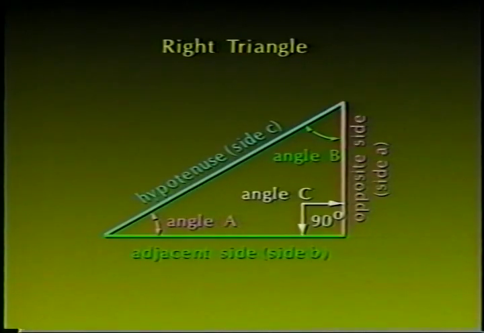As shown in this graphic, the longest side of any right triangle is called the hypotenuse, and lying opposite angle C is also called side C. The side opposite angle A, side A, is called the opposite side, and the remaining side, which is opposite angle B, is side B, or the adjacent side. The triangle as shown is the standard figure both in position and terminology for solution of all trigonometric functions and equations.